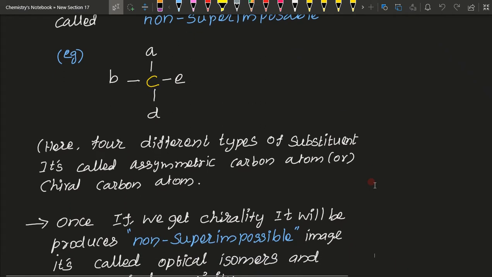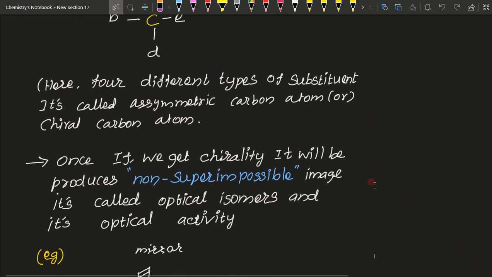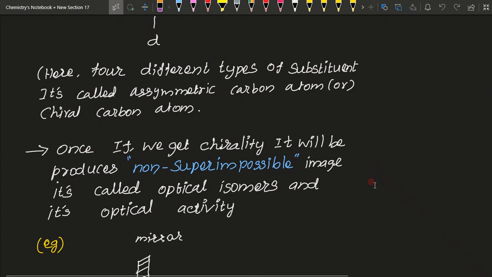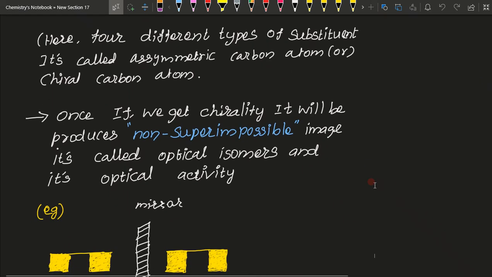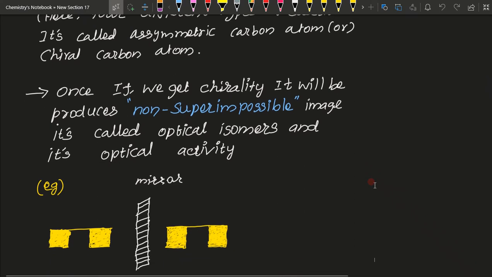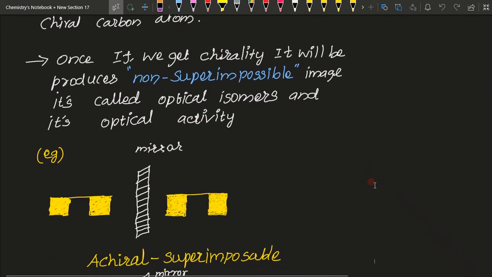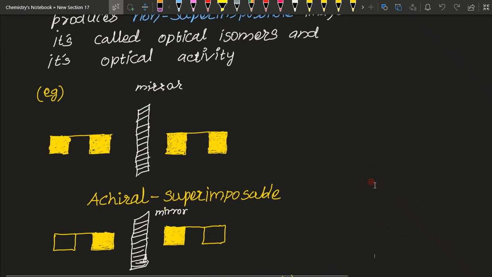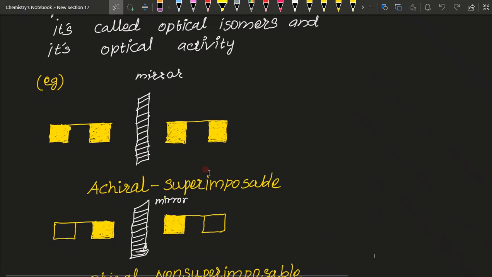Next, once we get chirality, it will produce a non-superimposable image. It is called optical isomers, and it has optical activity. For example, see the mirror. This is the mirror. This is the object. We can just imagine it.